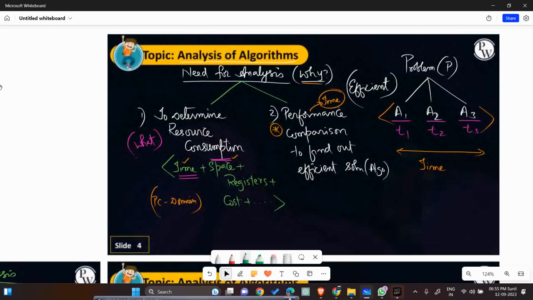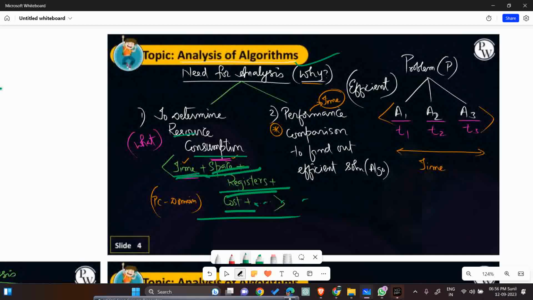So the next slide is the need for analysis. Why analysis of algorithms? Why is it needed? To determine resource consumption, alright? Because how much resources is it going to consume: time, space, registers. How much time it will take, how much space it requires, how many registers, what is the cost, and so on.